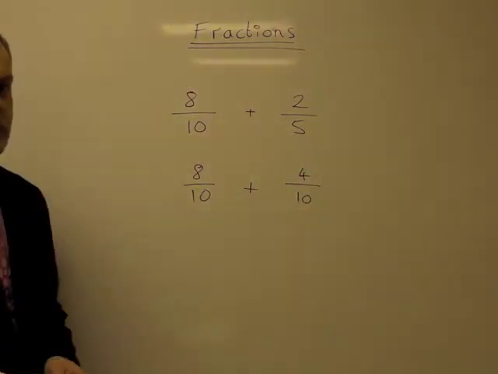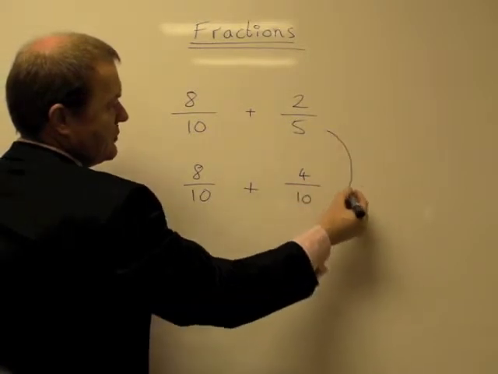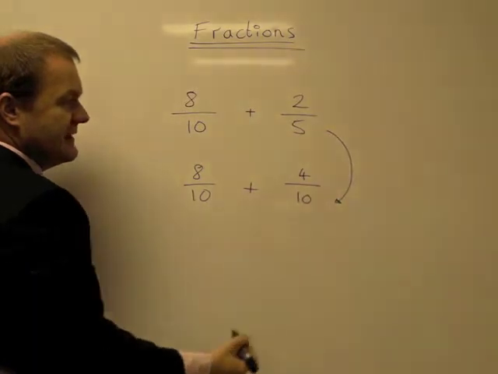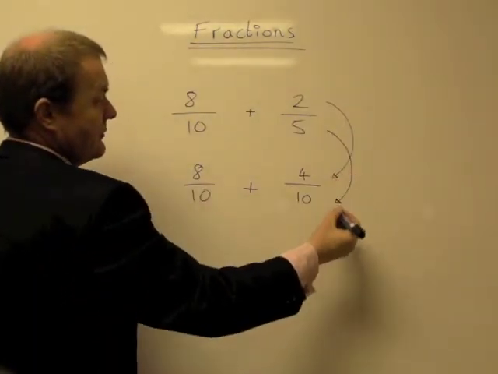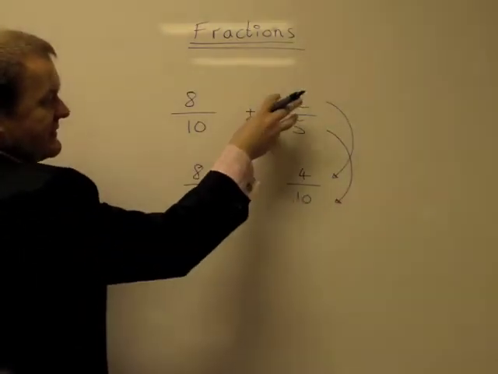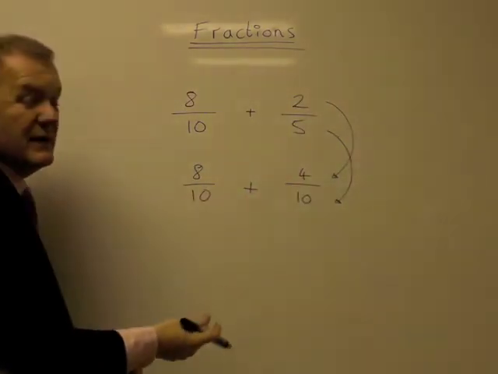4/10. Now in order to work out what I've done there, I know that I've had to double the denominator. So to change from fifths to tenths, I've had to double it. So I'm going to double the top number as well. So I'm going to times the top number by 2 as well. So 2 times 2 is 4. So effectively I've scaled that fraction up from 2/5 to 4/10. It means the same thing.